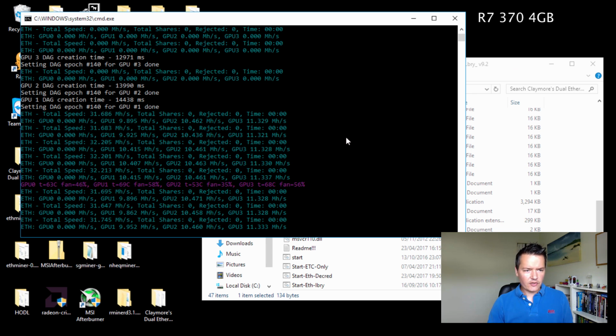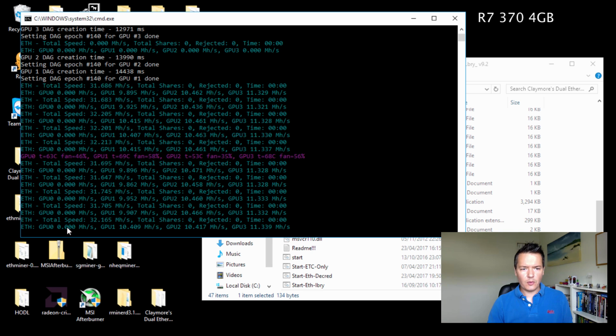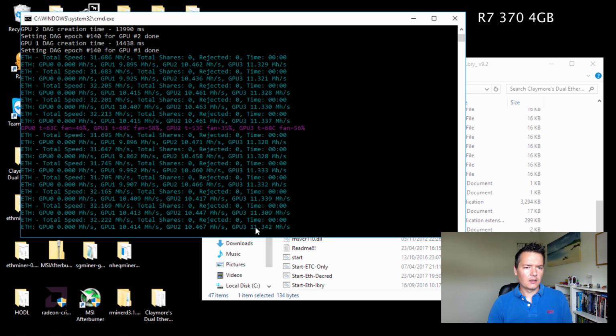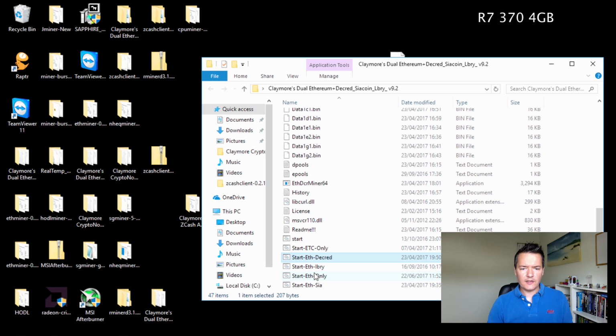Okay, so that's quite a strange result. GPU 0 has now kind of stopped. It's not reporting any hash rate. The other cards seem to be not affected. They're hashing at the same rate. So that's quite unusual. I'm just going to restart the miner and see if it fixes it. I'm not too sure if it's just a driver glitch or crash.